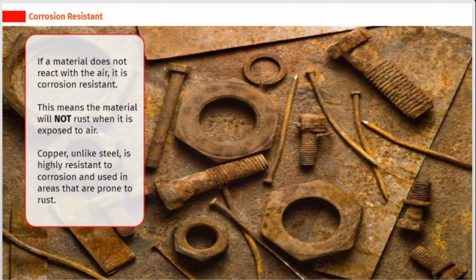If a material does not react with the air, it is corrosion resistant. This means the material will not rust when it is exposed to air. Copper, unlike steel, is highly resistant to corrosion and used in areas that are prone to rust.